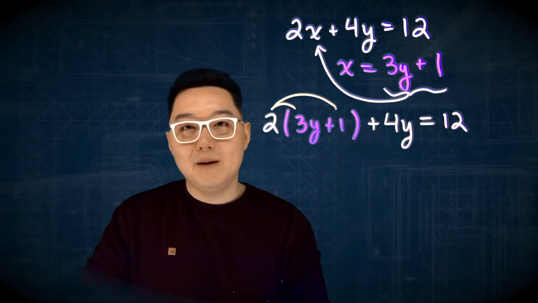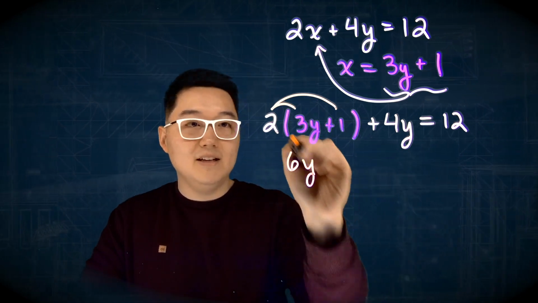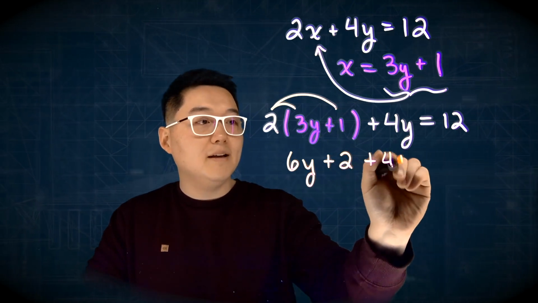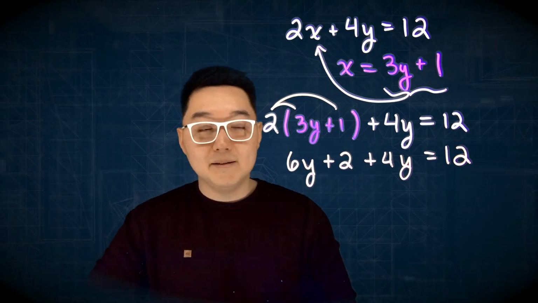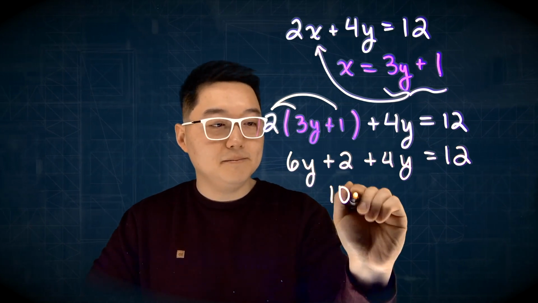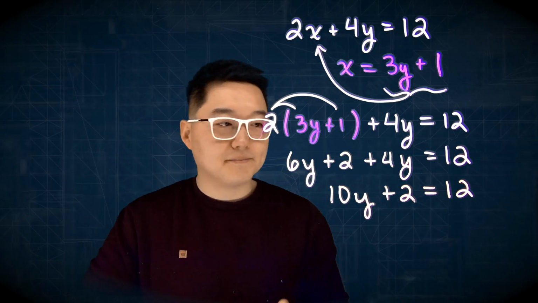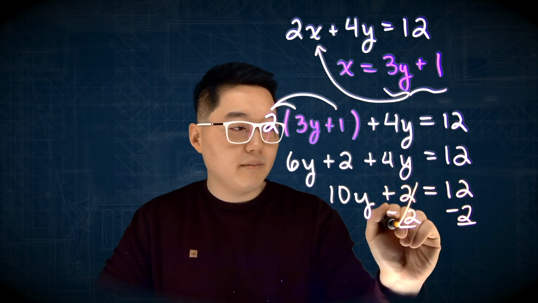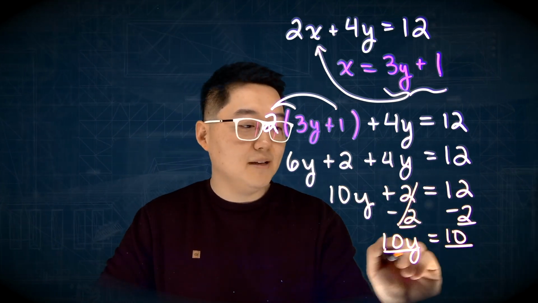We're gonna use the distributive property of 2 times 3y, which is 6y, and then 2 times 1, which is 2, plus the 4y has to equal 12. Now can we combine something? Yep, 6y and 4y combines to be 10y, plus 2 has to equal 12. Now we're just going to subtract 2 from both sides, bring down the 10y, then divide both sides by 10.